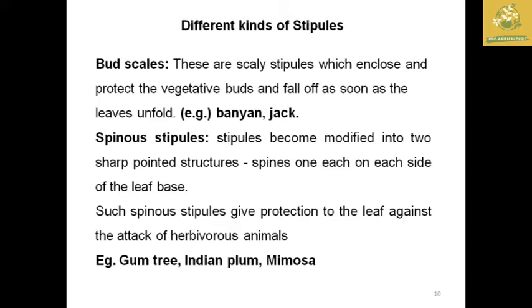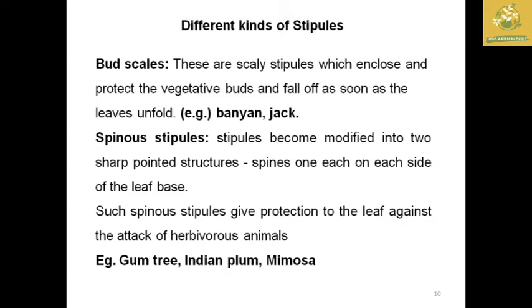And bud scales. Bud scales are scale-like structures which enclose and protect the vegetative bud, and they fall off as soon as the leaf unfolds and opens. You can see them in banyan as well as in jackfruit.